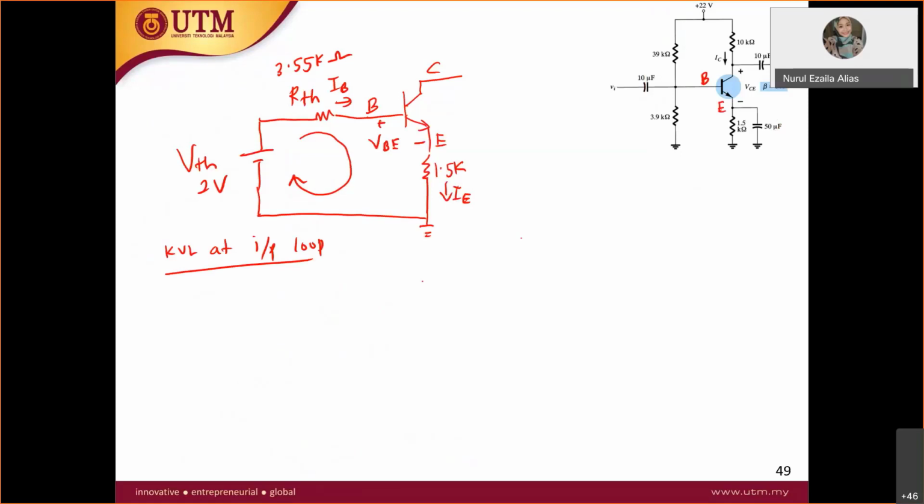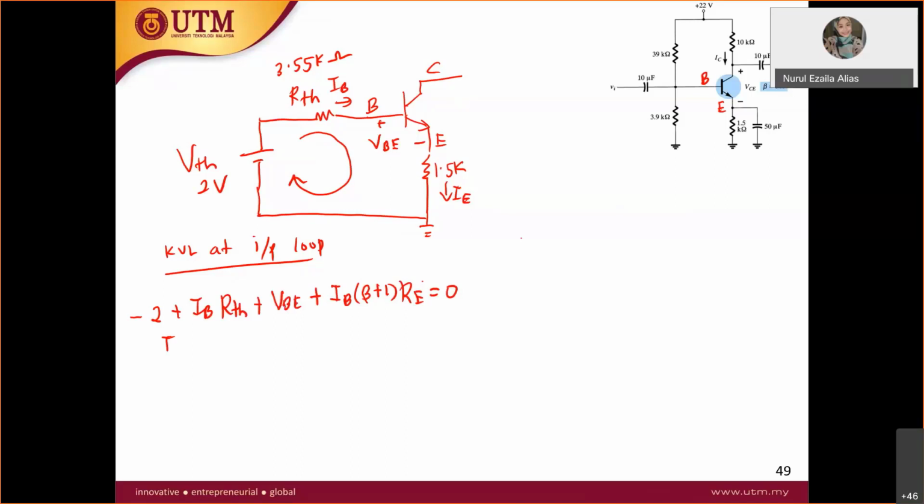What is the KVL at the input loop? Let's start with -2. So what is the input loop KVL? Student? -2 plus IB RTH plus VBE plus IE RE. So can I straight away write IB (beta plus 1) RE? Yes, right. Don't get bored, because I also have to write it many times. I hope you're in there.